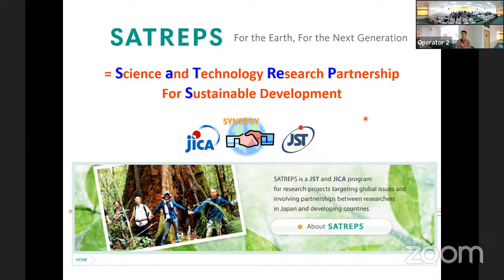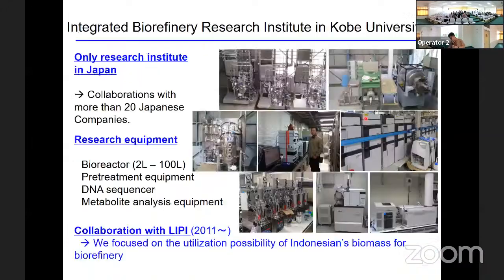This one is focused on biorefinery. Biorefinery means the fermentation and conversion of biomass, which I will explain from the next slide. Kobe University is one of the famous universities in Japan in the field of biorefinery. There are many pieces of equipment, and also good activity right now.